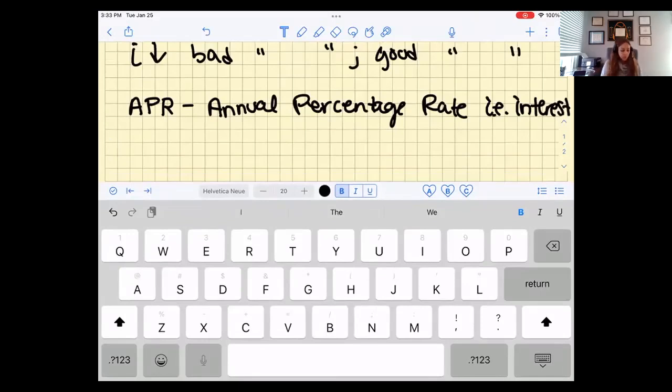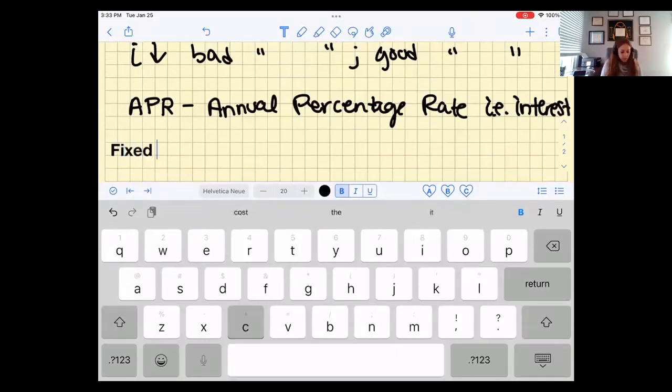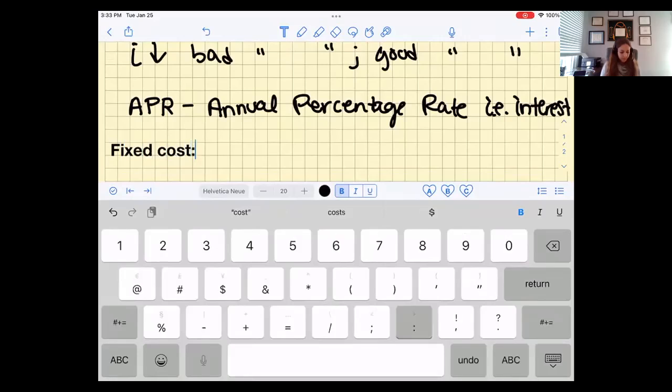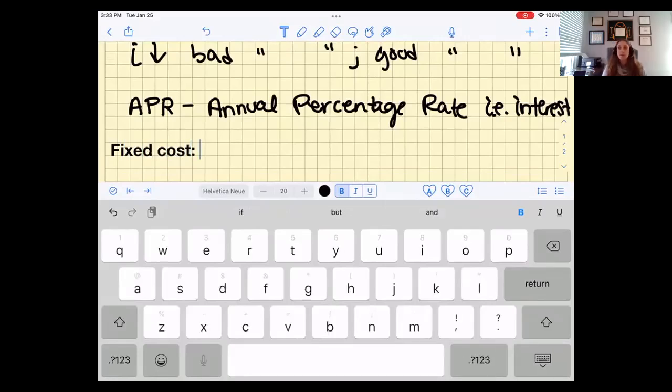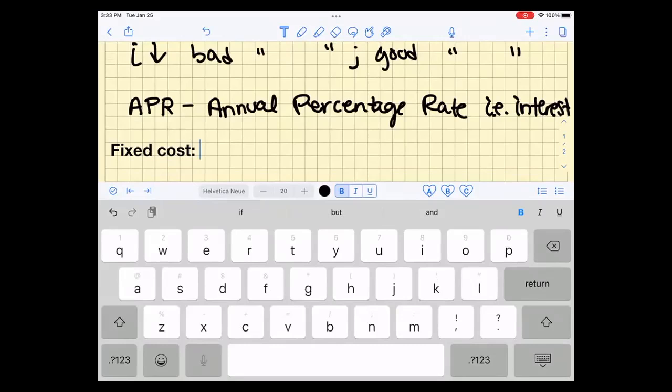Let's define some more things. So there's a thing called a fixed cost. What do you think that means? Fixed costs are typically costs that are unavoidable, having electricity, stuff like that you have to operate a company.